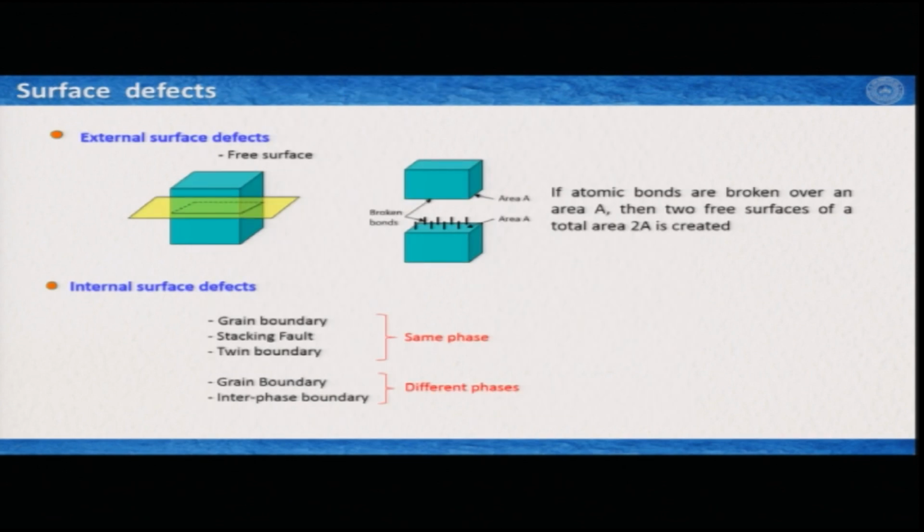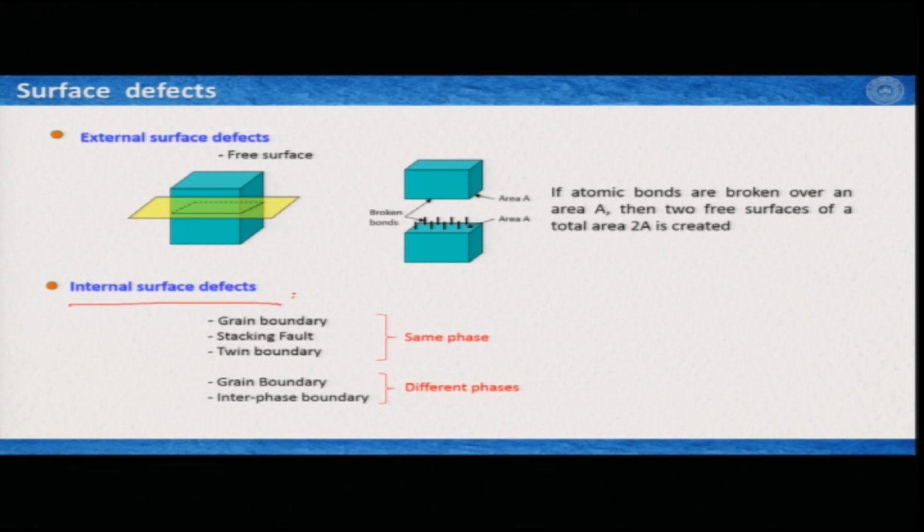Now, let us talk about the surface defects. Surface defects are classified in two segments, one is external surface defects and another is internal surface defects. We won't consider the external surface defects much, but just to know that if atomic bonds are broken over an area, then you create two free surfaces and the area is double the area you had. It has some other implications, but we are not going to deal with this, as we are mostly concerned about internal surface defects.